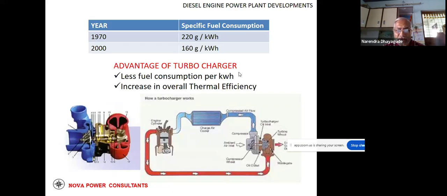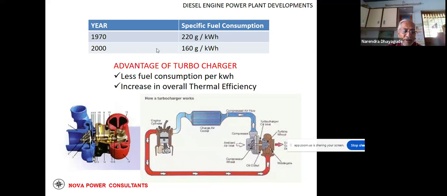Now, in general, what we consider everything, what is the input, this is called the specific fuel consumption. So in earlier years, around 1970, the specific fuel consumption was 220 grams per kWh generated, because at that time there were no other systems, whatever injection system was there was utilized.